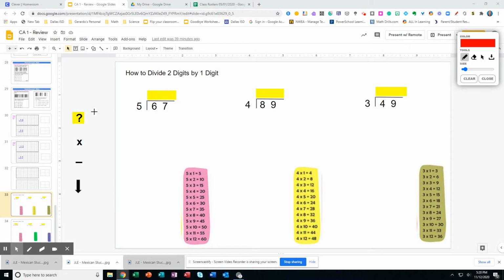So the question, step 1, is how many 5s do you need to make 6 or almost 6 without going over? Simply put, how many 5s fit into 6? Well, if you go here, 5 times 1 is 5. 5 times 2 is 10. 10, you go over. So we're not doing 10, we're doing 5, only 1. So the answer is 1.